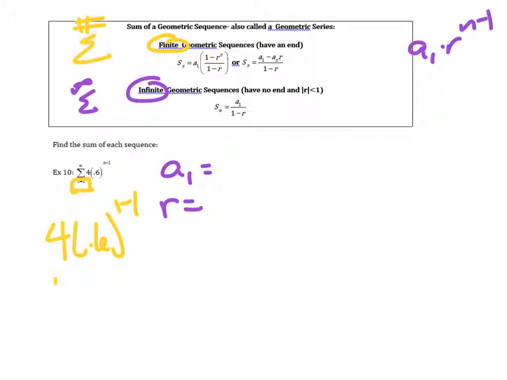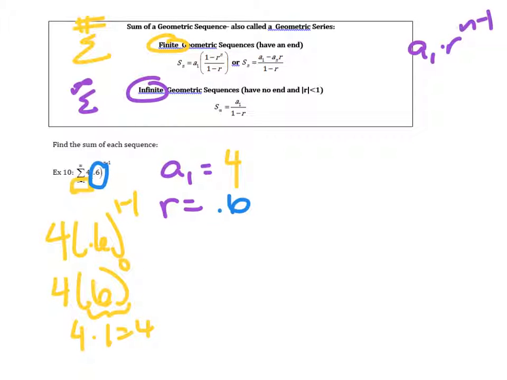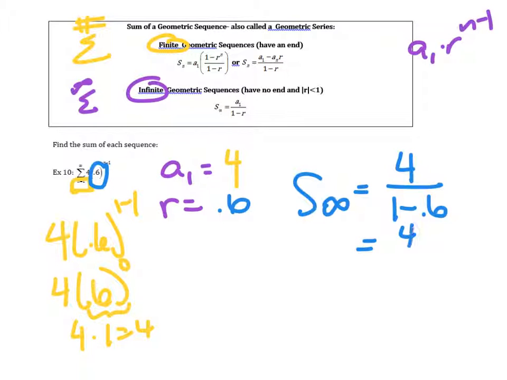If I plug that in, I'm going to get 4 times 0.6 to the 0. Anything to the 0 power is 1. 4 times 1 is 4. And my ratio is always the number at the base of your exponent. So my sum to infinity is my first term over 1 minus 0.6, which is 4 over 0.4, which gives you a sum of 10.